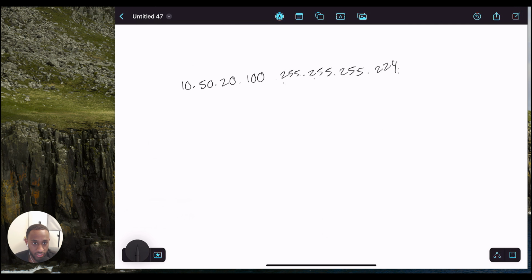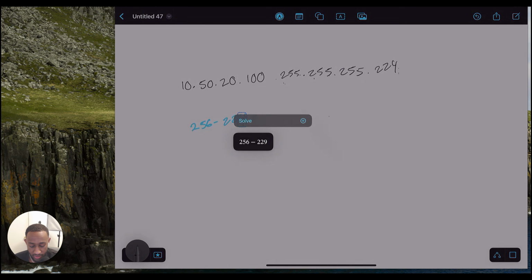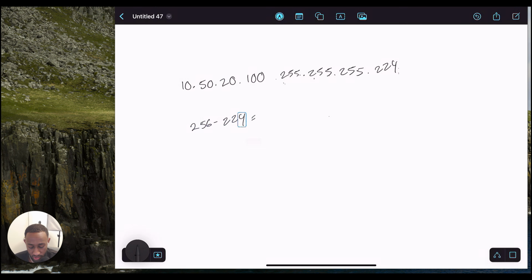So it's very simple. The process for dotted notation, all you have to do is 256 minus this last octet, right? So we're going to do 224. Then we got to find this number. So that's going to be, I believe, 32. My Apple Pencil is kind of messing up right now. That's why it's kind of drawing random lines, but let's go and do this real quick. So 32. And that's going to be your magic number.